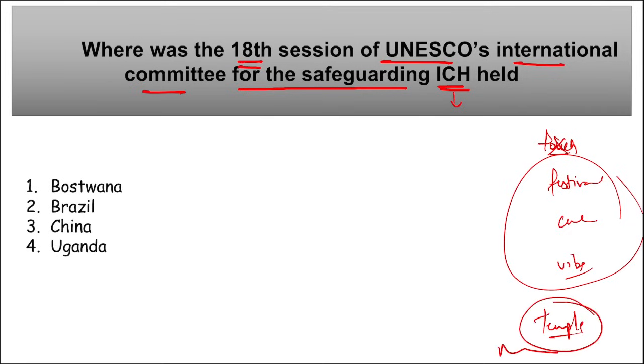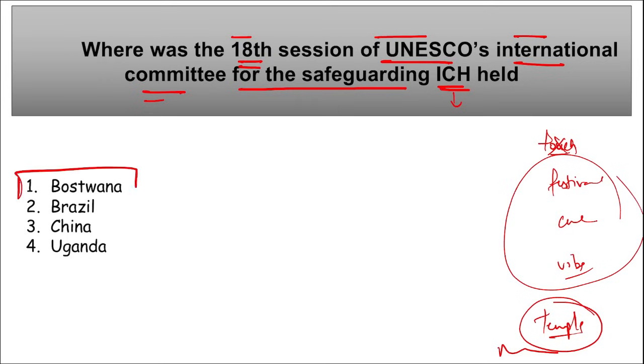These are the things that are considered under tangible cultural heritage, and intangible cultural heritage are the ways of doing things, or the culture that is intangible, because we cannot touch it. So the question asked here is, where was the 18th session of the UNESCO's International Committee for the Safeguarding ICH held?